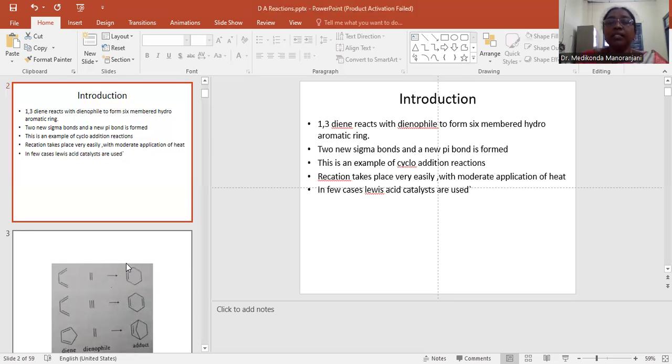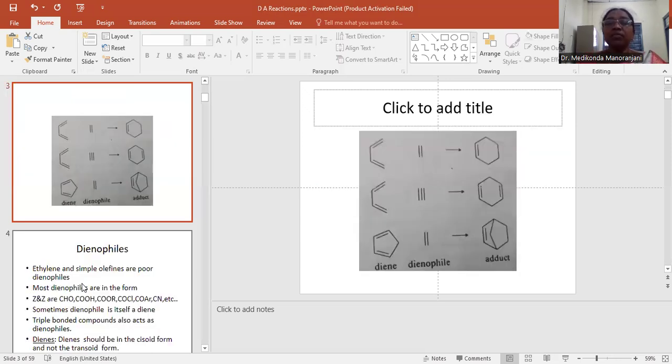This is also an example of cycloaddition reaction. The reaction takes place very easily with moderate application of heat. In few cases, Lewis acid catalysts are also used. Let us see some of the examples of Diels-Alder reaction.